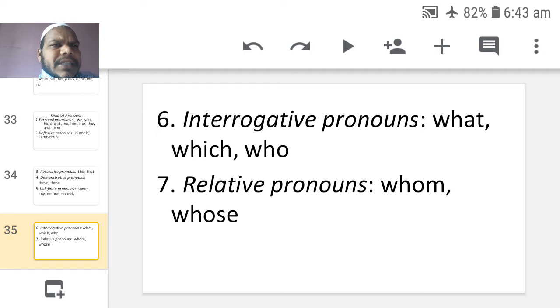I hope you practice from a textbook as you have been learning since high school. These are all kinds of pronouns. I hope you got the idea, and you may be practicing. As you know, practice makes us perfect. Let's see.